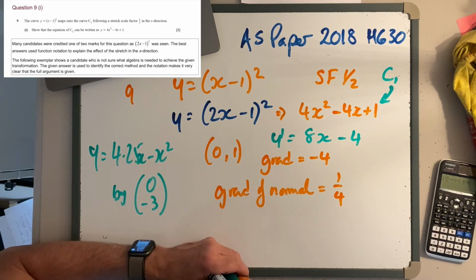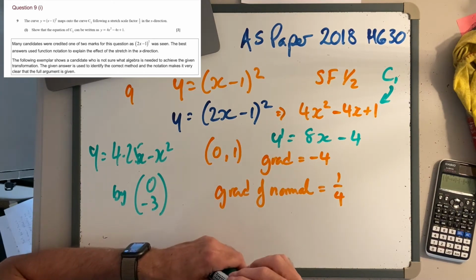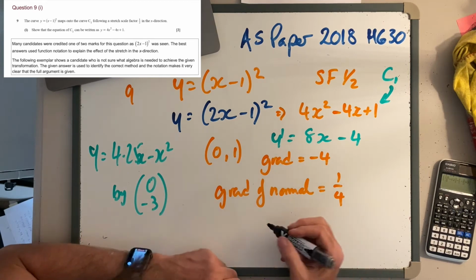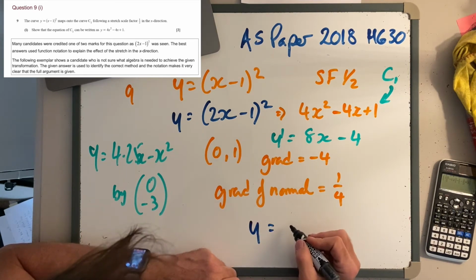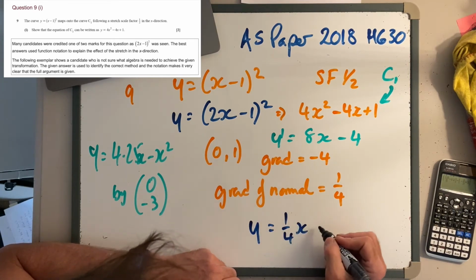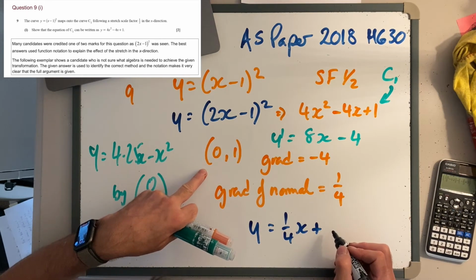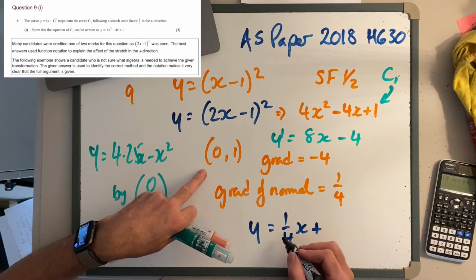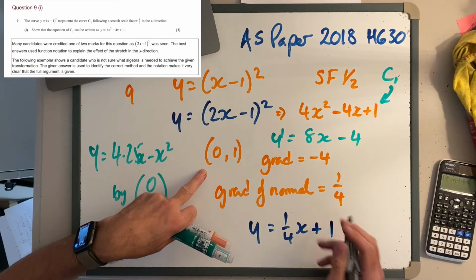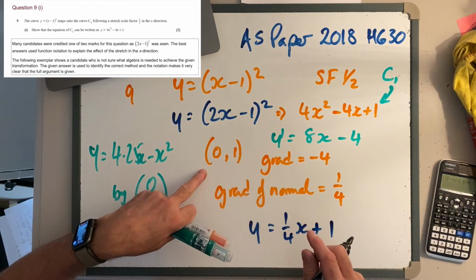And then I'd like to know the equation of this, because that's important. So y equals mx plus c. And this tells me the point is (0, 1), so I put that in there. I can see c must be 1.